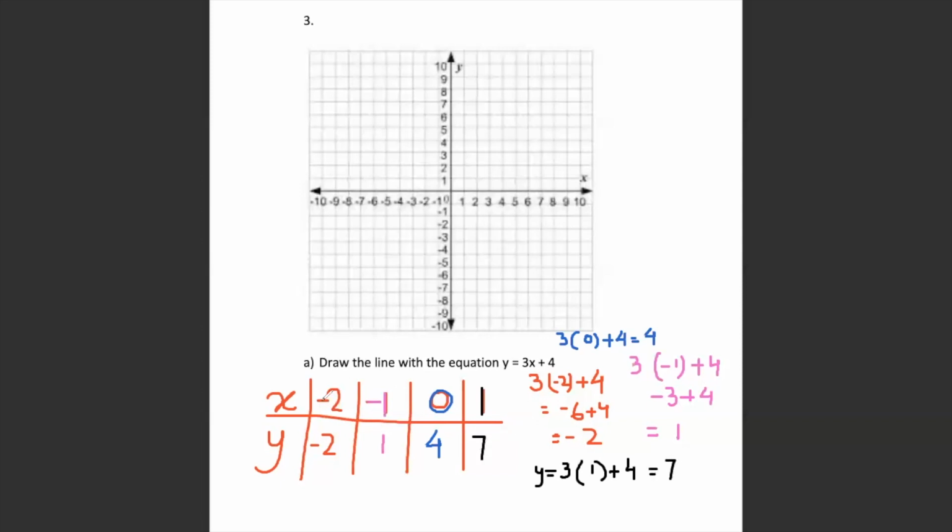So let's plot these 4 points now on this graph. So 1, 7. So 1 along the corridor, 7 up the stairs. So 1, 7. 1, 2, 3, 4, 5, 6, 7. So that's there. That's 1, 7. So 0, 4, next one is 0, 4. So 0 and then 4.